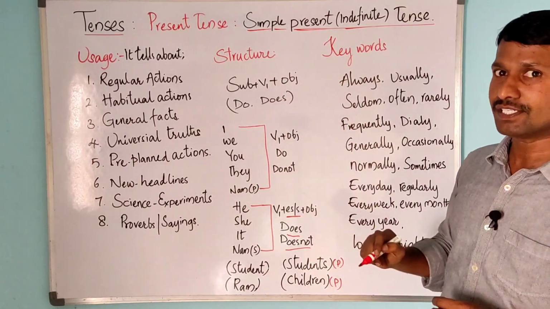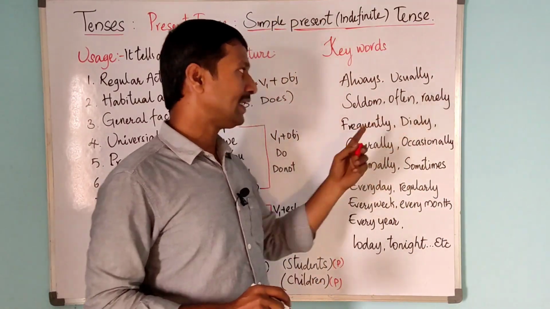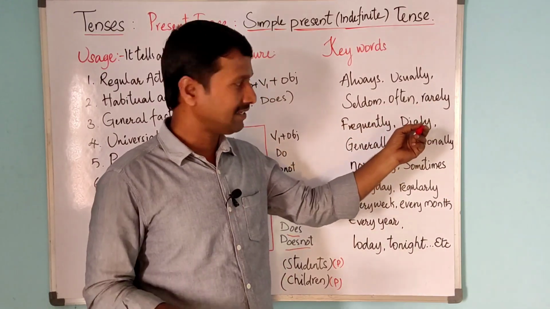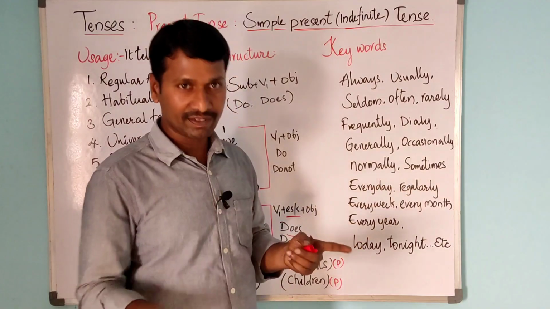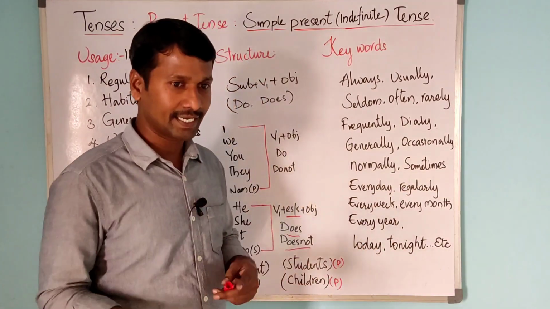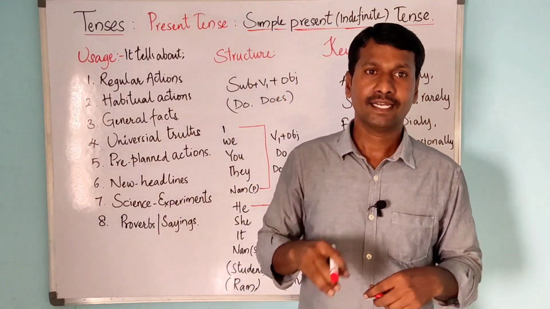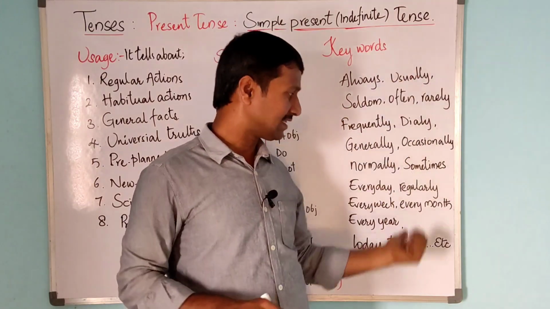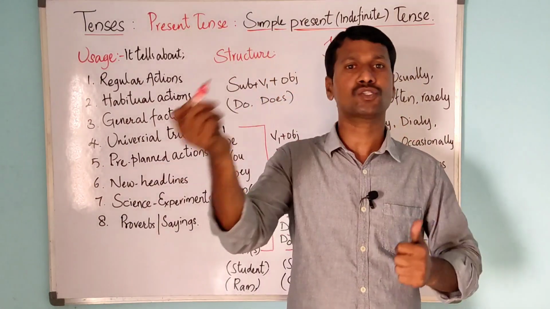And the keywords of the simple present tense are always, usually, seldom, often, rarely, frequently, daily, generally, occasionally, normally, sometimes, every day, every month, every week, every year, regularly, and today, tonight. These keywords are included in the sentence. In your examination, whenever you get a question, if that sentence contains one of these keywords, ultimately that sentence belongs to simple present tense.